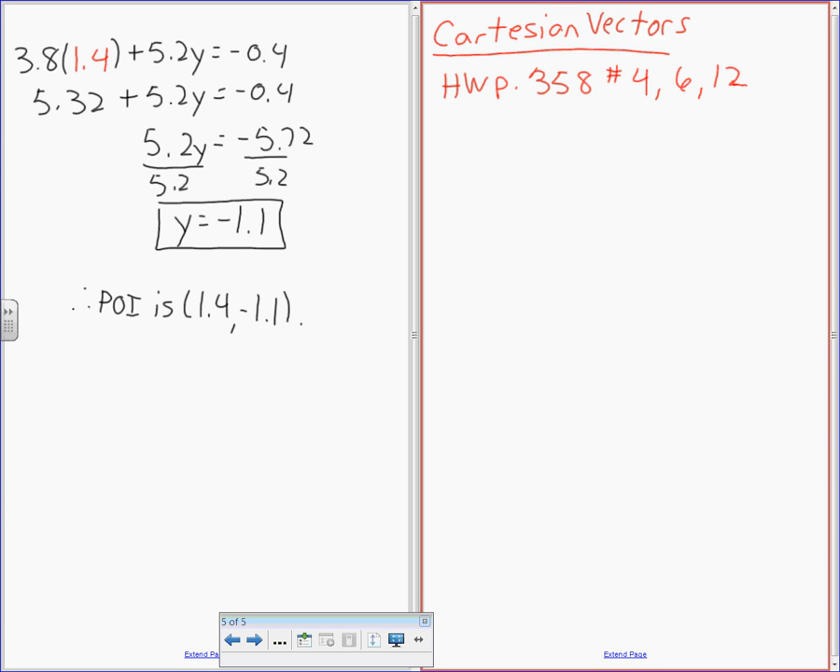All right, so here we go. Cartesian vectors. We're going to say Rene Descartes. We're going to talk about the Cartesian vectors. Rene Descartes was the creator of this. Where this came from was this. He was a French mathematician.